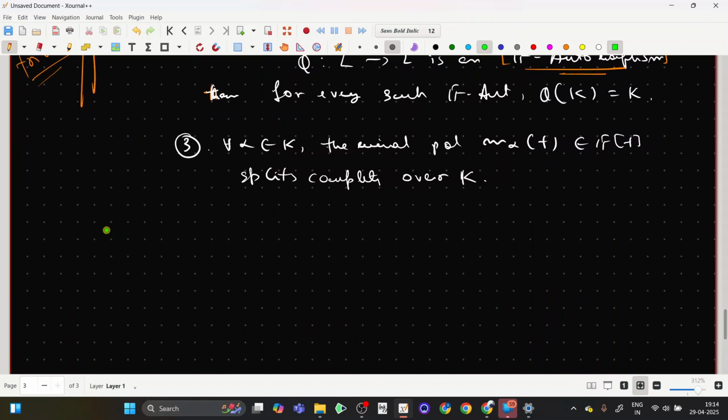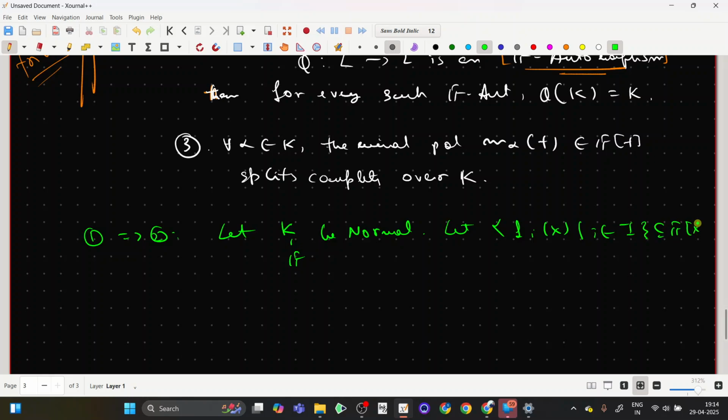So let's talk about, let's say, 1 implies 2. So what do I have? I have the hypothesis that K over F is normal. So let K over F be normal. Let f_i be in F[x]. I ordinarily always write T and X, but please don't get confused. That's just a habit, a slip of my pen. So be such that K is its splitting field.